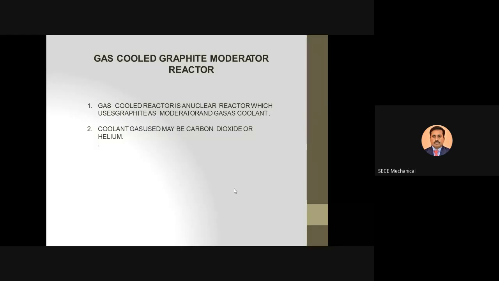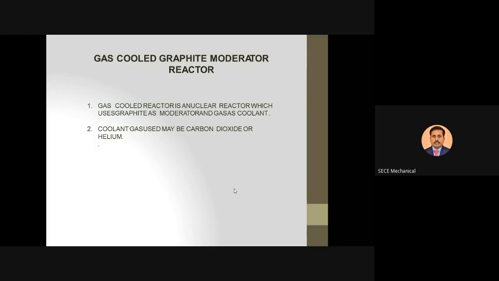So a gas cooled reactor is a nuclear reactor which uses graphite as a moderator and gas as a coolant. Here, a moderator is used. The function of the moderator is to slow down the neutron. Based upon the neutron colliding with the uranium-235 nucleus, the chain reaction takes place. So if you slow down the neutron, the rate of chain reaction is slowed down. That is the function of the moderator.